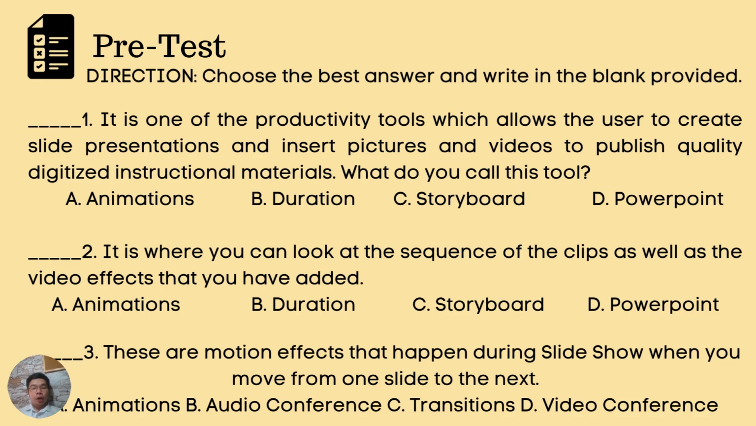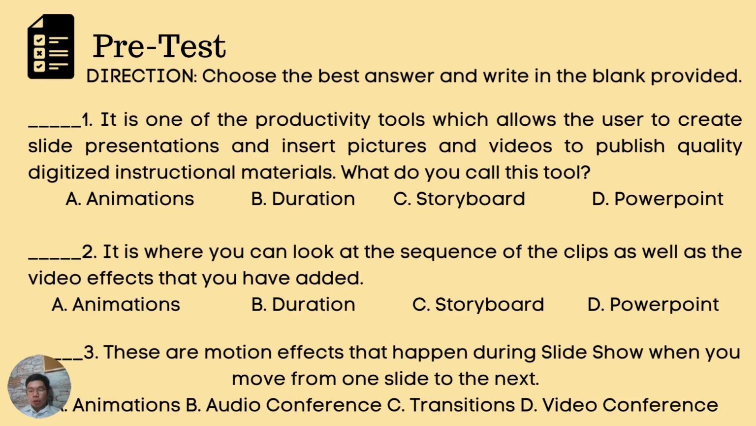Number 1. It is one of the productivity tools which allows the user to create slide presentations and insert pictures and videos to publish quality digitized instructional materials. What do you call this tool? A. Animations. B. Duration. C. Storyboard. D. PowerPoint. 2. It is where you can look at the sequence of the clips as well as the video effects that you have added. A. Animations. B. Duration. C. Storyboard. D. PowerPoint.